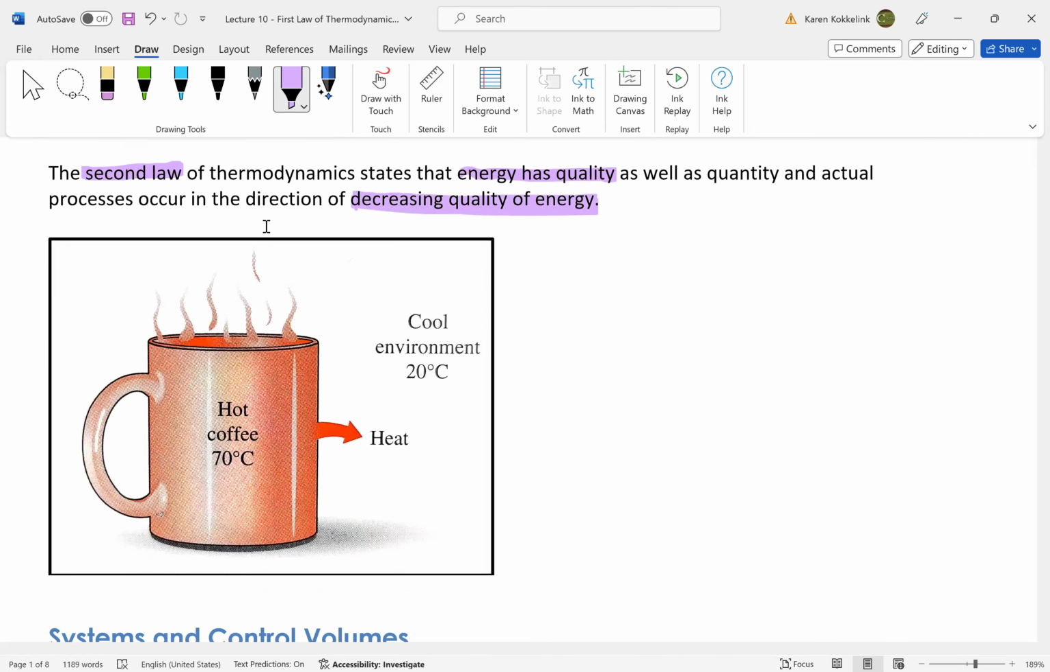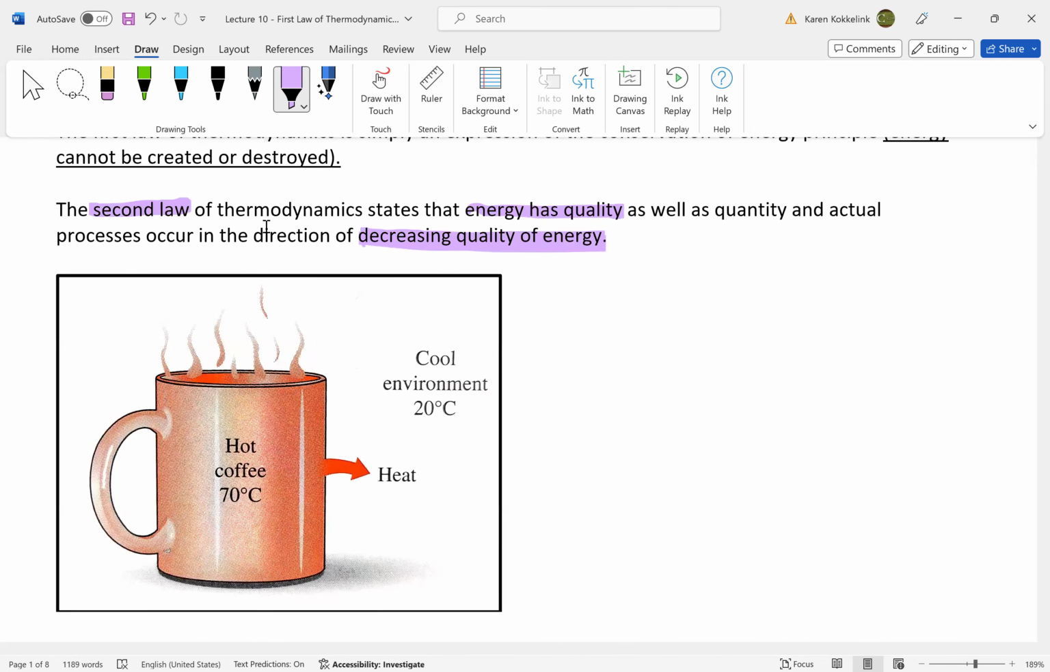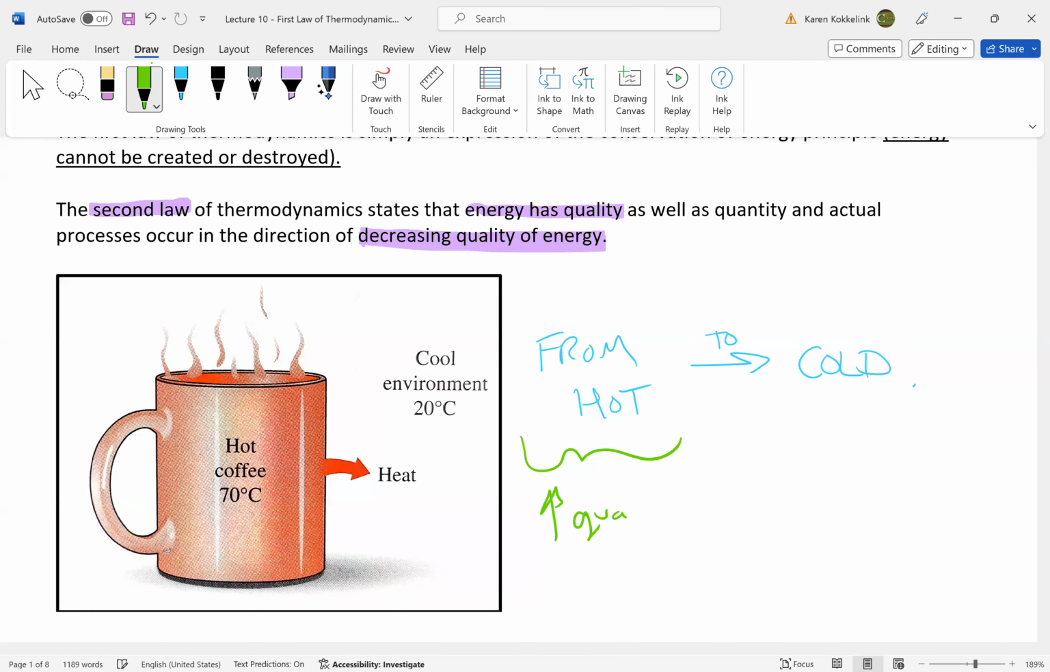An example of the second law of thermodynamics is the fact that heat travels from hot to cold, or thermal energy travels from hot to cold. So a hot environment is higher quality, and this is lower quality in terms of its thermal energy or the quality of that energy.